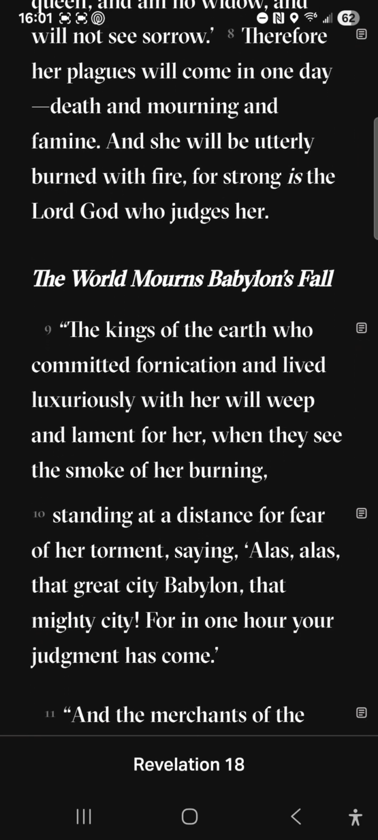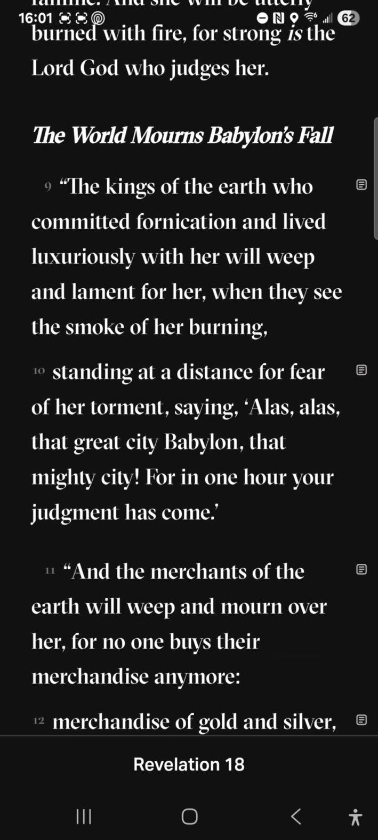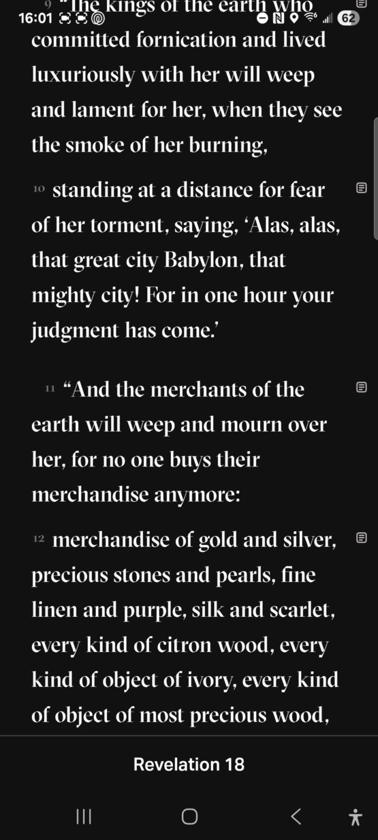The kings of the earth who committed fornication and lived luxuriously with her will weep and lament for her when they see the smoke of her burning, standing at a distance for fear of her torment, saying, Alas, alas, that great city Babylon, that mighty city, for in one hour your judgment has come. And the merchants of the earth will weep and mourn over her, for no one buys their merchandise anymore.